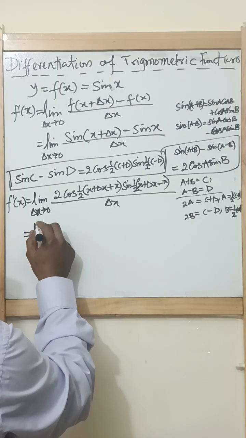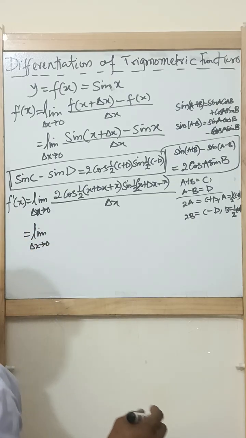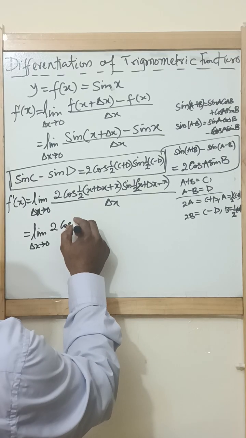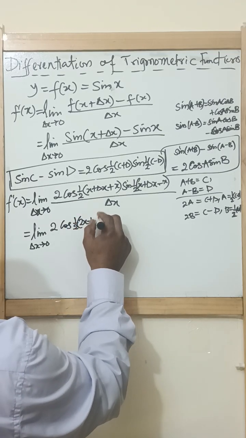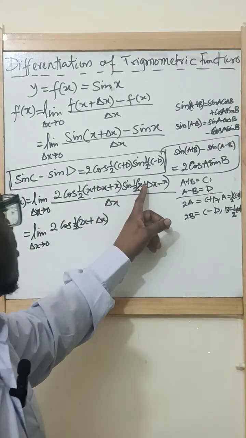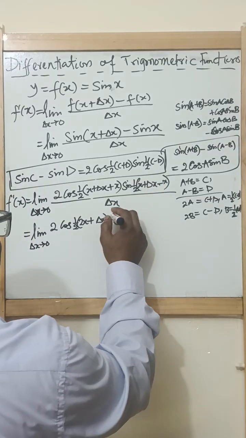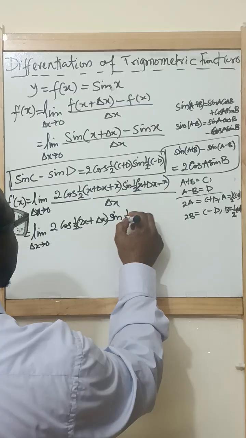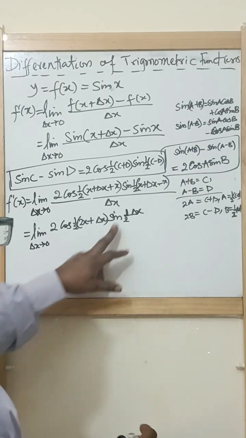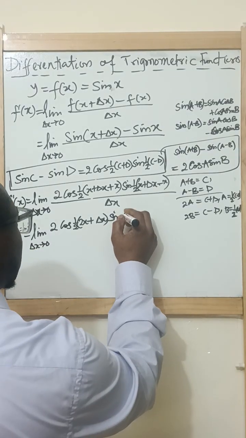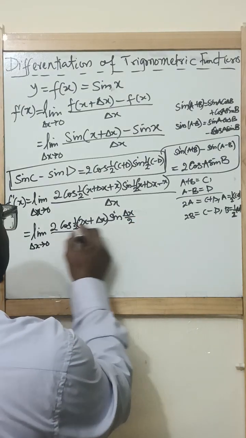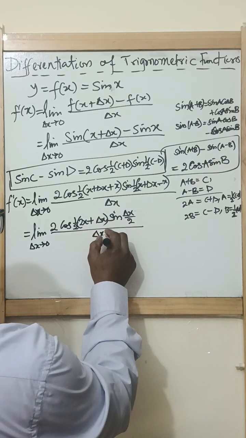So that will now be the limiting value as delta x tends to 0. If you add this together, you are going to have 2 cos of half of 2x plus delta x, when you add x and x. And here, when you subtract, you're only left with delta x, so sine of half of delta x, or you can write it as delta x over 2. This is now divided by delta x.